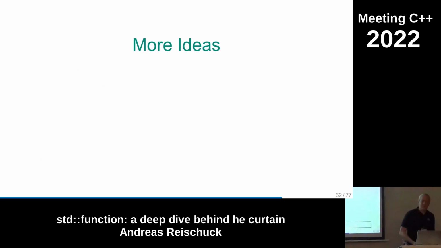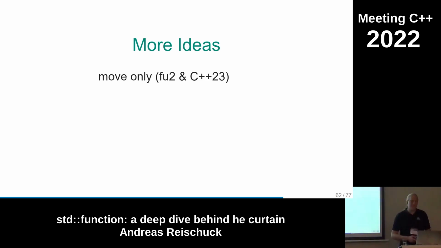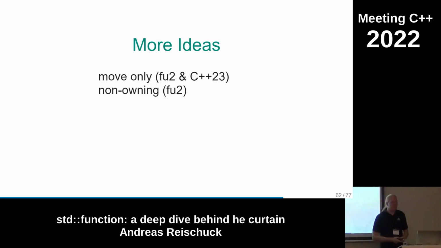Okay, then more ideas. There's the move only, which is also implemented by function 2 and by C++23 standard. We'll have a look a bit more into detail how this works. Then there's the idea about non-owning function objects. So instead of owning the callable, we can also have a pointer to the callable or a reference, depending how you see it. Then you manage the lifetime of the callable somewhere else and have just a reference. There were also a lot of proposals for the standard for that, but so far I think none got through.